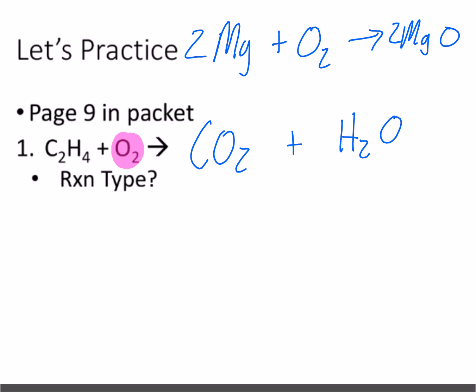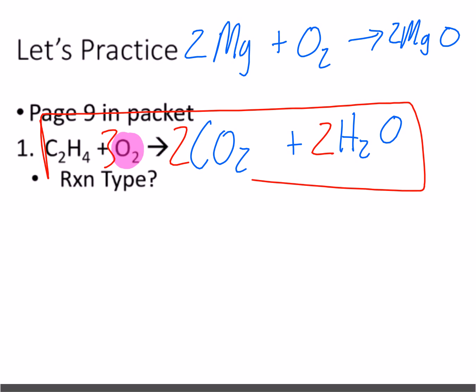What are our coefficients going to be when we balance this? 1, 3, 2, 2 is what you should have when you balance this out. That's it, guys. Combustion ones are pretty easy to predict products because they're the same every single time. All right? But just because you see oxygen, don't assume it's a combustion reaction. It's going to be with a hydrocarbon as well. All right, let's go on to another one.